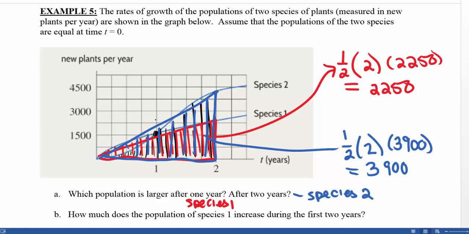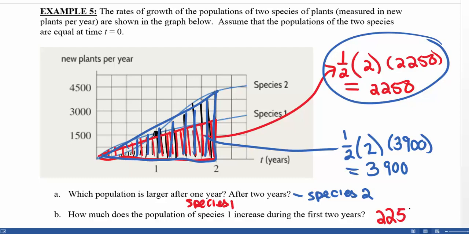So part B wants to know, how much does the population of species 1 increase during the first 2 years? Well, we actually found that when we were comparing. So during that first 2 years, it increased by 2250 because that was our approximation of the area under the species 1 curve. So again, if you want to compare how big two species are or two populations, you're looking at the area under the rate curve and you're trying to determine which area is larger. Sometimes it's really obvious and you don't have to do any calculations, but sometimes it's better to actually get a rough estimate of what it is to make that kind of comparison.